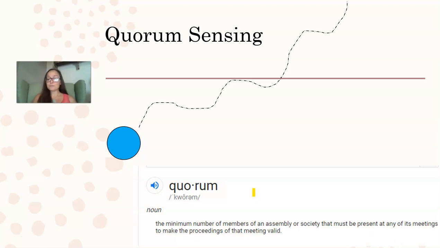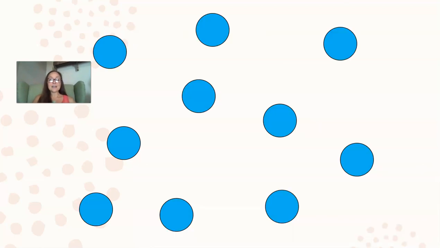And in general, the word quorum means the minimum number of members, this is from Google, of an assembly or society that must be present at any of its meetings to make the proceedings of that meeting valid. So you need a minimum number of people at a meeting to say, yes, our conversations, our conclusions are valid. So kind of the same thing here with bacteria: there's a certain population density that needs to be reached in order for the cells to simultaneously turn on gene expression.